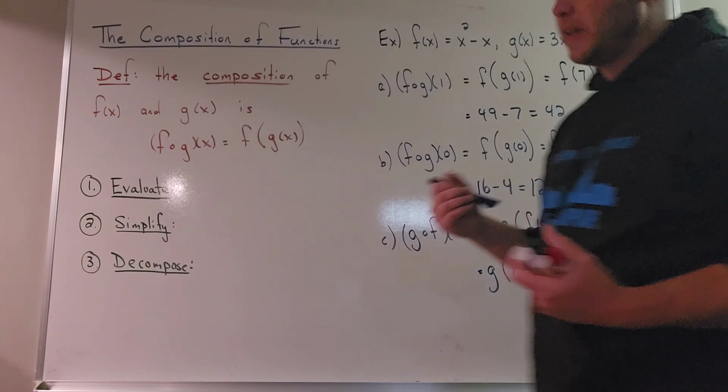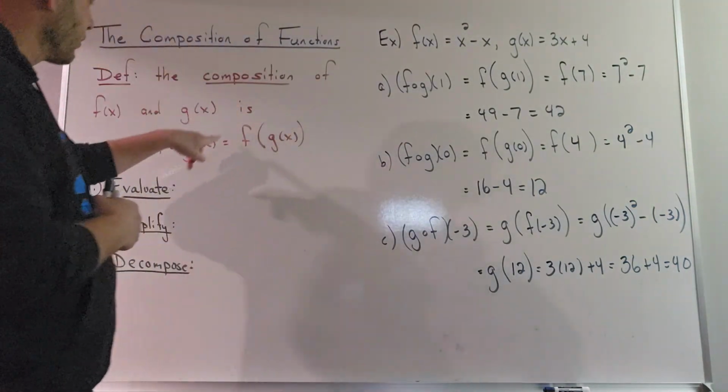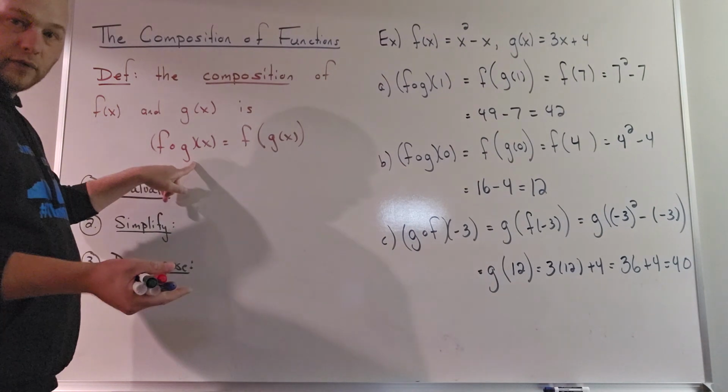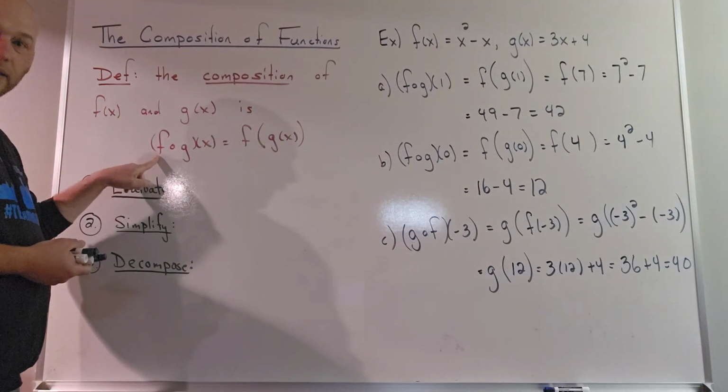Okay, so this is how you evaluate a composition. You plug the number into the function on the right, compute that function value. That function value then becomes an input for the function on the left.